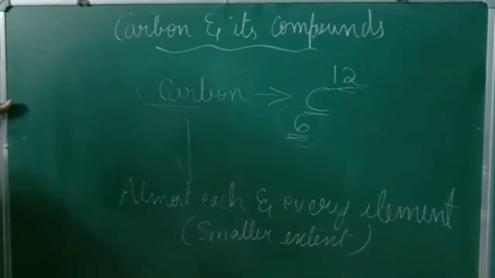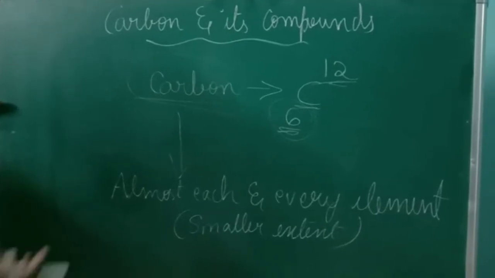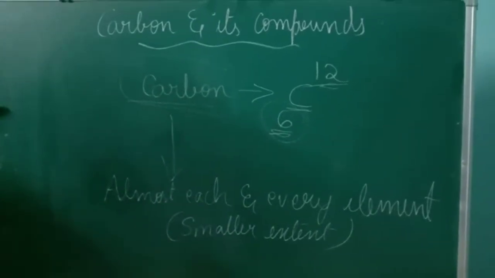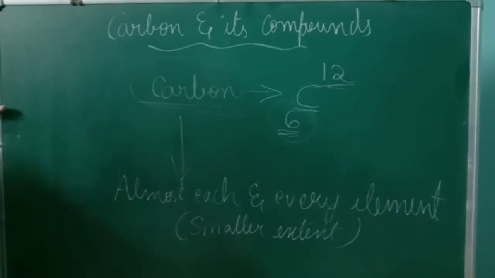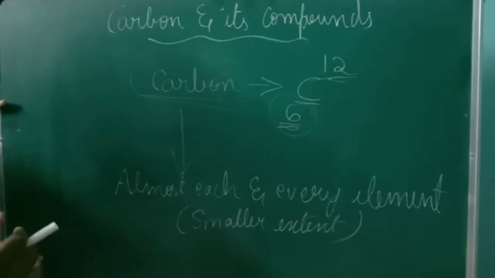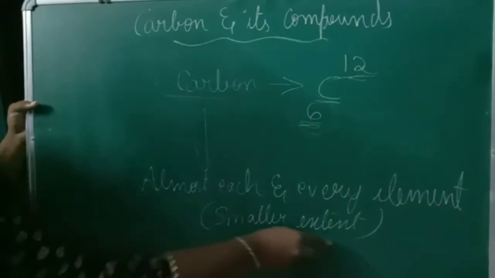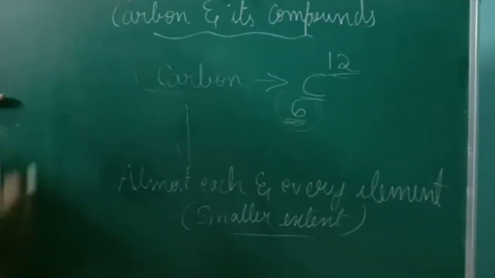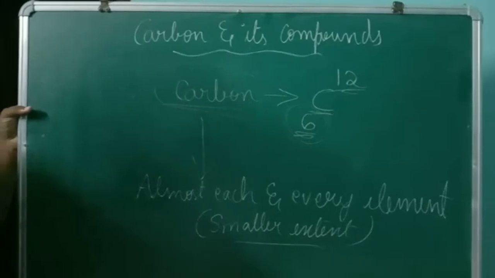Now there is a short video clip wherein we shall see how carbon is present in each and every element which we can see in and around the atmosphere. Carbon is an element which is present in every substance in the atmosphere, but to a smaller extent. We shall see this information in a short video clip. Quickly go through it and come back.